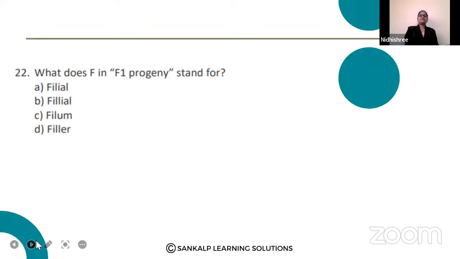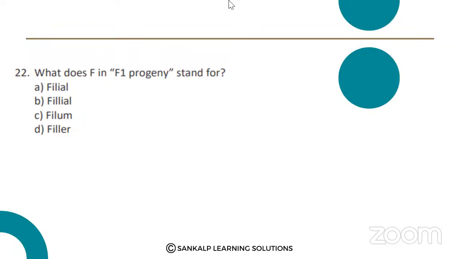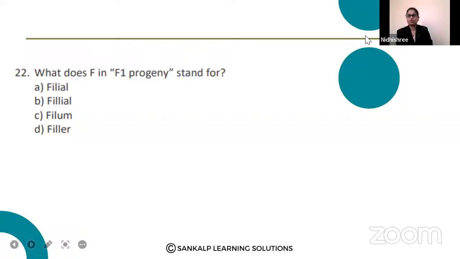Then what does F in F1 progeny stand for? Option A filial, option B filial, option C phylum, option D pillar. Chandru answered option B. Then Chaitra option A, Samarth option B, Vidya option A. Someone answered option B through mic. Veeresh B, Parvati A, Dyuti B, Shanti A, Lakshmi, Prema. Most of them voted for A. Kavita B, Saundarya B. Okay.